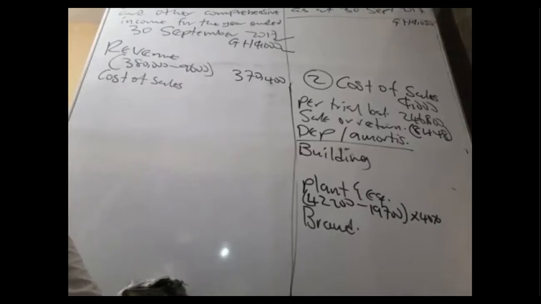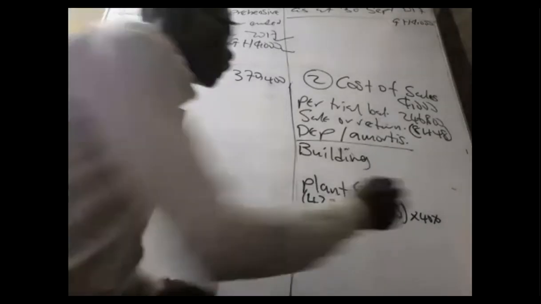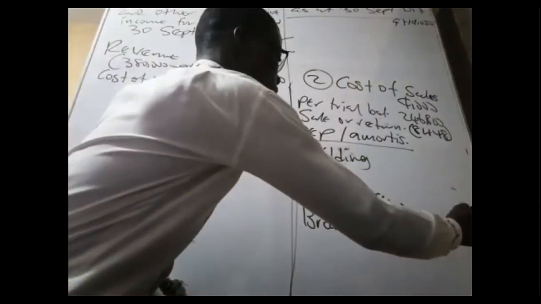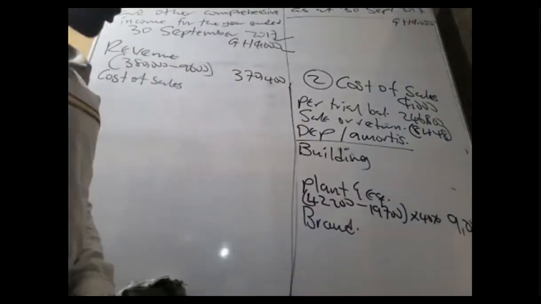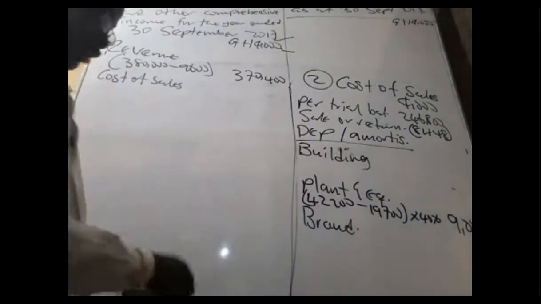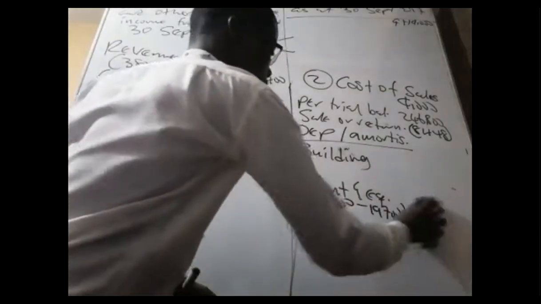There's no other note affected. The mere fact that the entire paragraph looks clumsy or lengthy does not mean that I cannot look through and fish out the easiest one and do it first. That's 9,000. I'll take that and write it in the cost of sales. So 9,000.